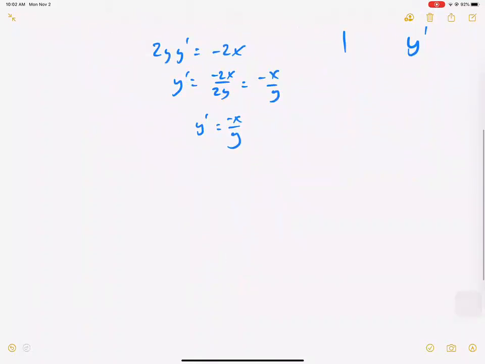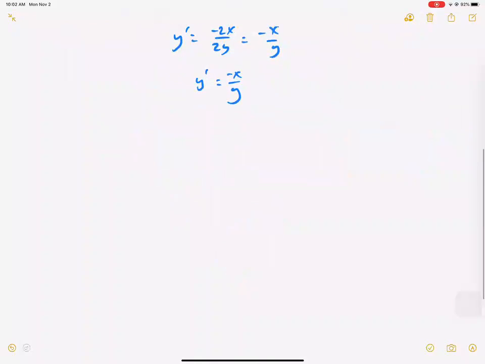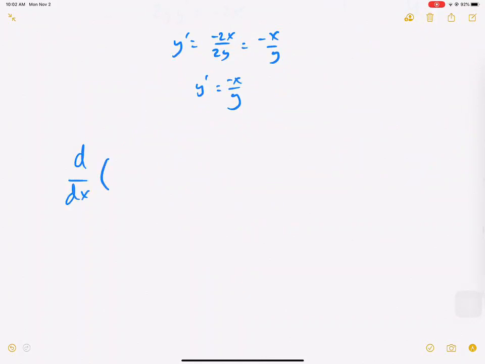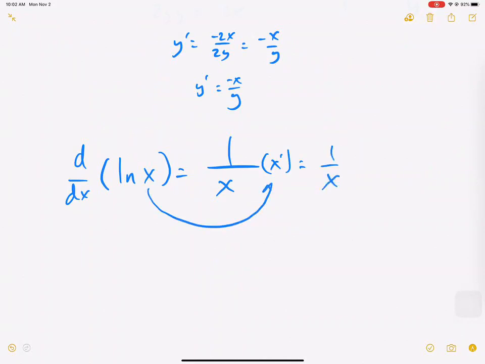And log problems sometimes start off this way. And when we took the derivative of logs before, let's give ourselves an easy example of a log. The derivative of natural log of x is equal to 1 over x, and then you can say x prime, which is just 1. Because chain rule, right? Chain rule. So which is 1 over x. That's what our general rule is.